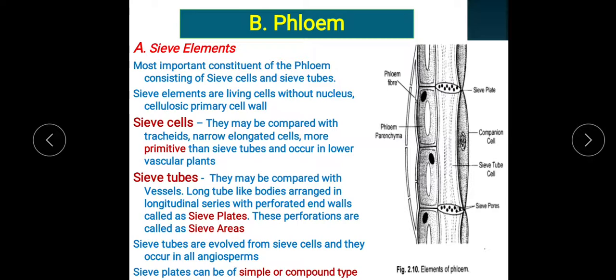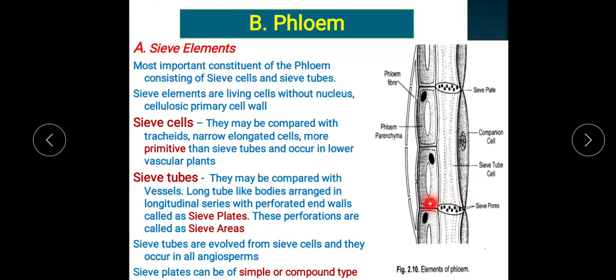Okay, so sieve tubes are mainly involved in the translocation, and they have a very narrow lumen but a larger area for the translocation of food material. These long tube-like bodies are arranged in longitudinal series, and they have perforated end walls.